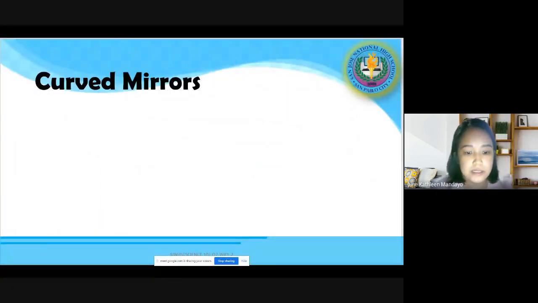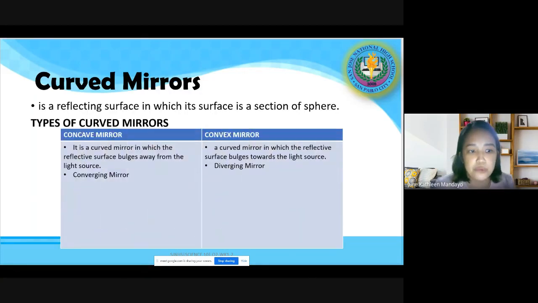Okay, so we started the discussion last time with image formation and curved mirrors. So we defined curved mirrors. We have two kinds, which are the concave and then the convex mirror.